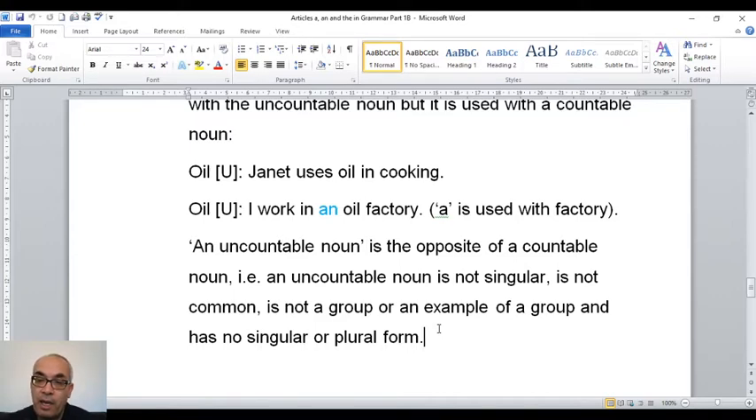So a countable noun. What is a countable noun? I can use a before it, I can use an before it. It has a singular form and it has a plural form. And a countable noun is common. And I explained the meaning of common. It means it belongs to a group, or it is an example of a group.